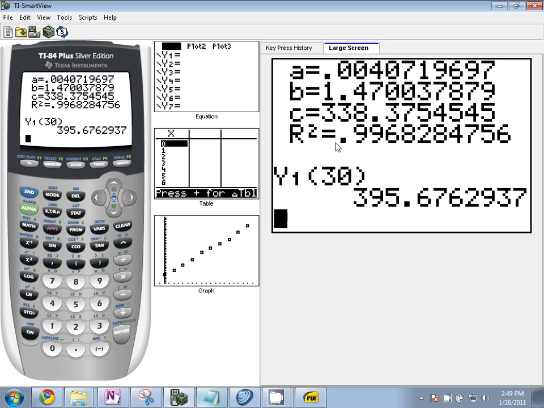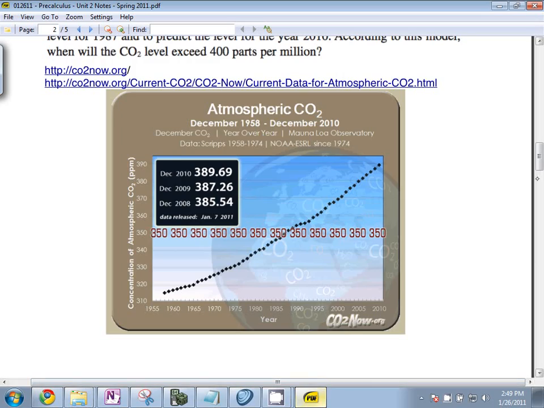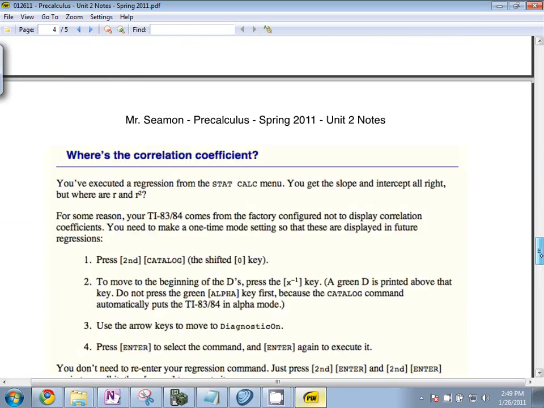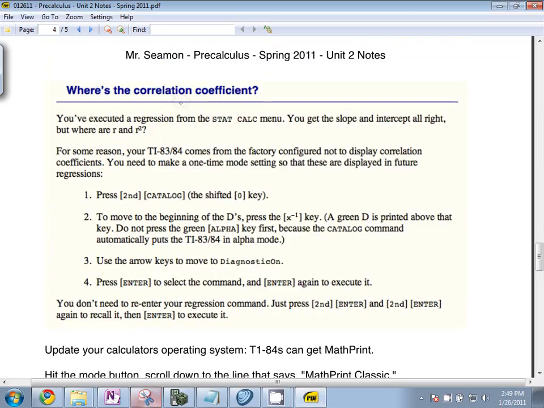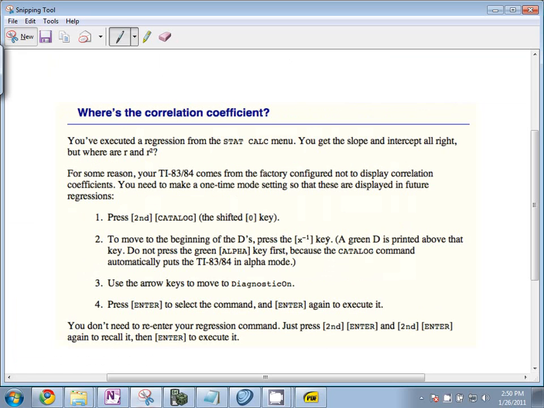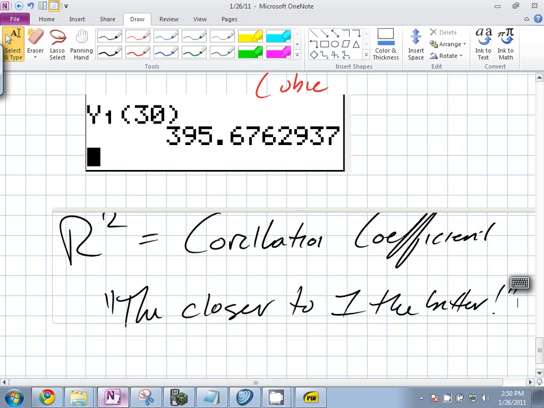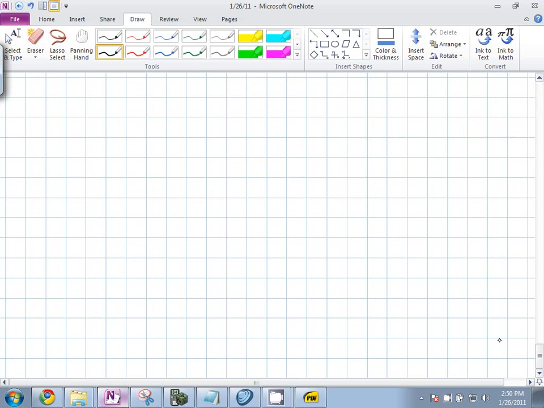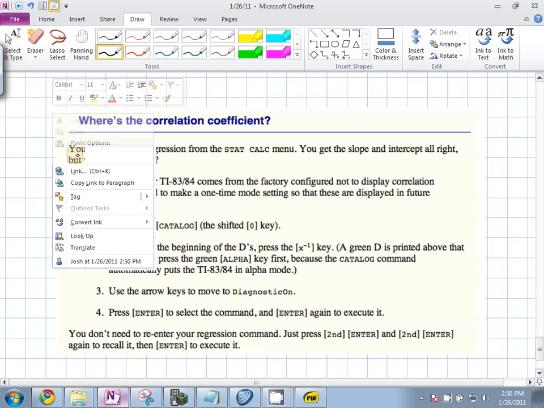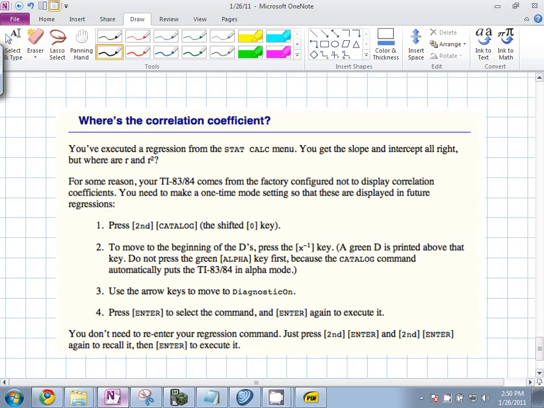Now, here's the thing. When you did this, some of you probably didn't have R squared come up. Did that happen? If R squared doesn't come up, there's a great website that has a list of common TI-83 problems, which I emailed to everybody. If there's no correlation coefficient, you need to run a program called Diagnostic On. It's off by default for some reason.